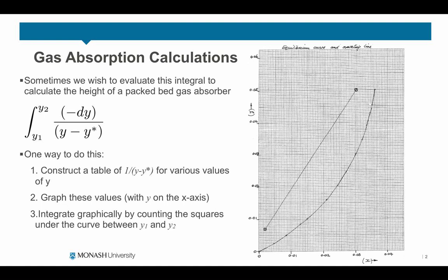In this webisode we're going to look at how to evaluate this integral, which we often use to calculate the number of transfer units in the calculation of a height of a packed bed adsorber. One way to do that is to construct a table of values of 1 over y minus y star for various values of y, graph that against y, and then integrate graphically by either counting the squares or some other numerical technique between y1 and y2, the two ends of the operating line.